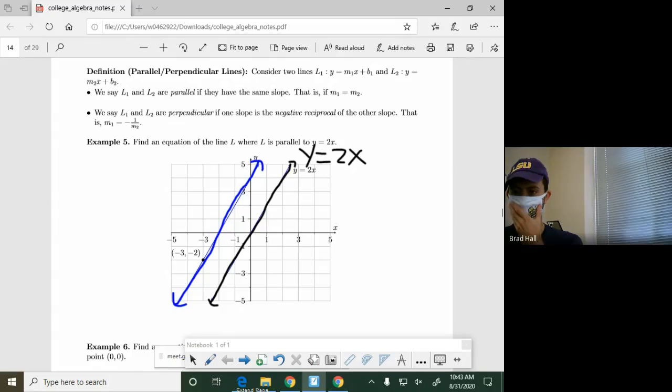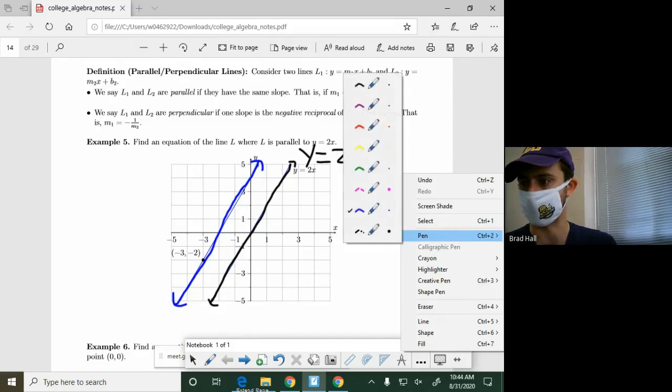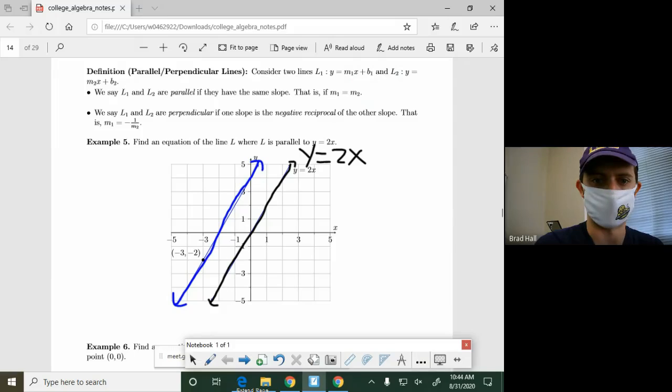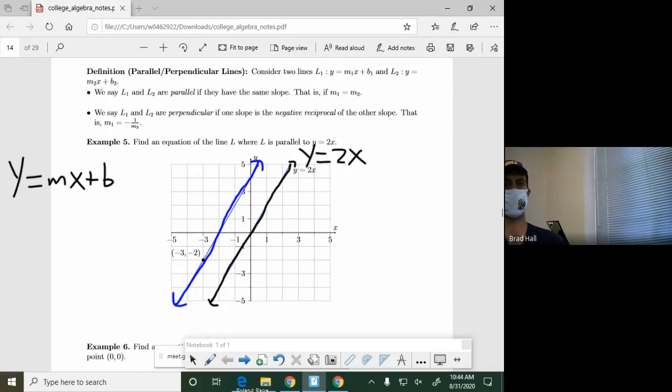Okay, so naturally, let's go ahead and put this in slope-intercept form. So if anything, let's set up the template. This is going to be y is equal to mx plus b. So naturally, we need the slope and the y-intercept. I think the y-intercept is pretty easy to figure out. With that, remember, we're looking for the blue line. The black line is just supportive.